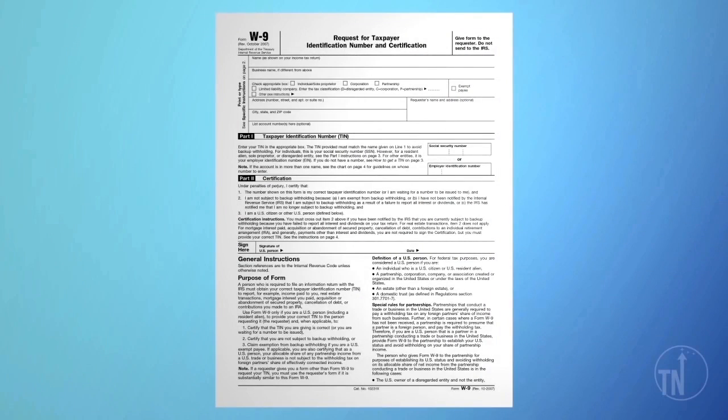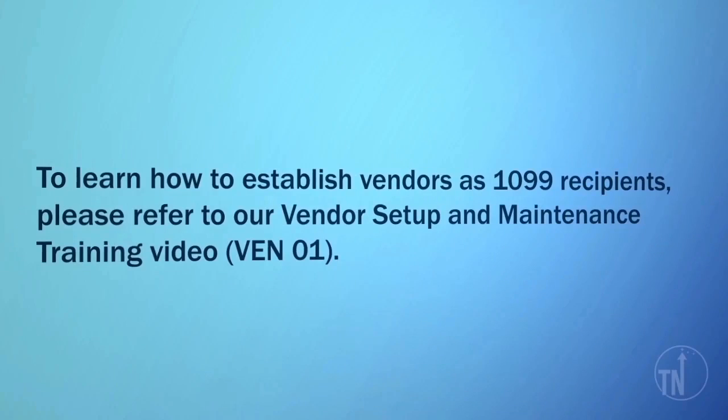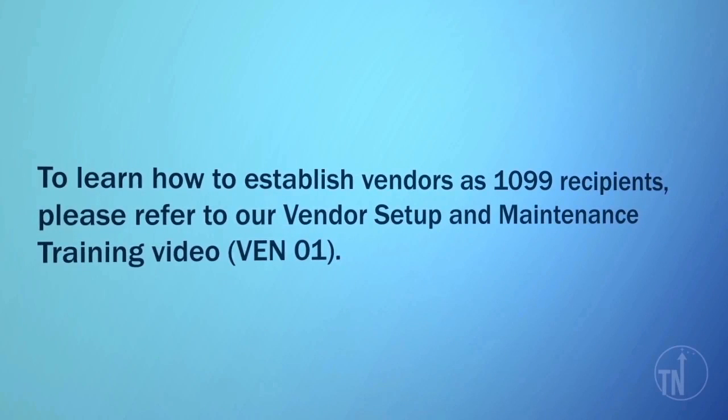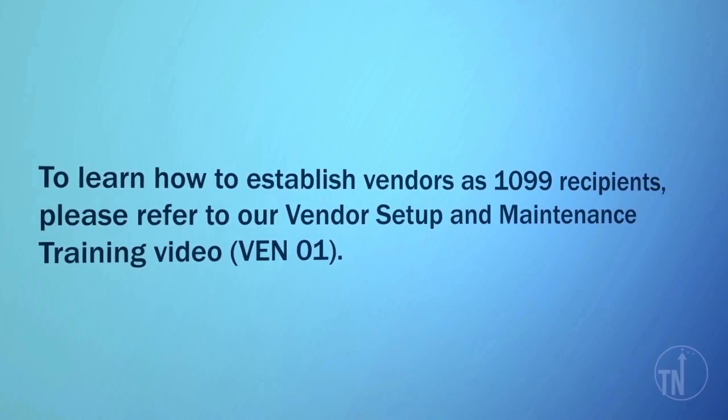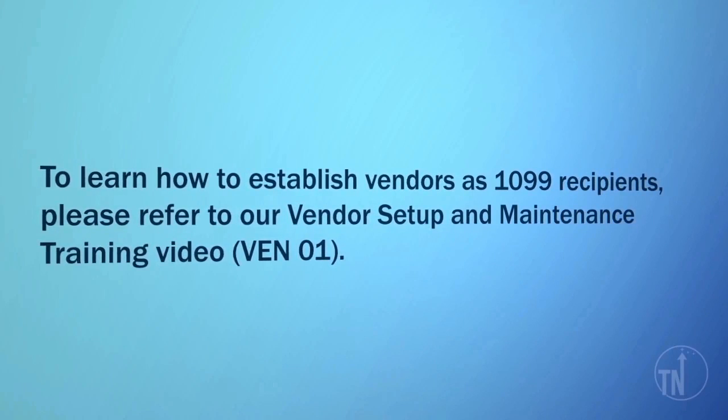First, you should review which vendors in the system are marked to receive 1099s. As a general rule, you should not issue a payment to any vendor without first having a W-9 form on file to ensure that any payments are properly accounted for. Failure to follow this procedure may result in additional work for you and your staff. This may include the need to create additional adjustments during the year-end review process that could otherwise have been avoided. To learn how to establish vendors as 1099 recipients, please refer to our Vendor Setup and Maintenance Training video, VEN01.